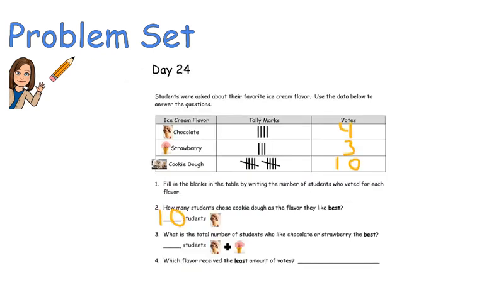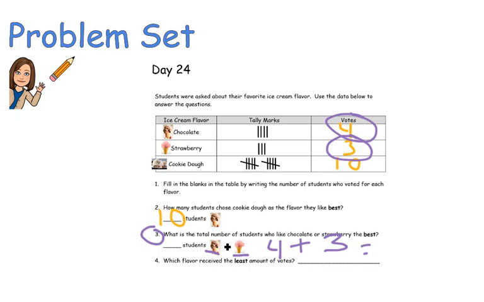Okay, so let's see. Number 3. The question is, what is the total number of students who like chocolate or strawberry the best? So what we have to do is we have to add the chocolate ice cream and the strawberry ice cream together. So how many chocolate ice creams are there? 4. So we're going to write 4 plus strawberry. How many strawberries? 3.